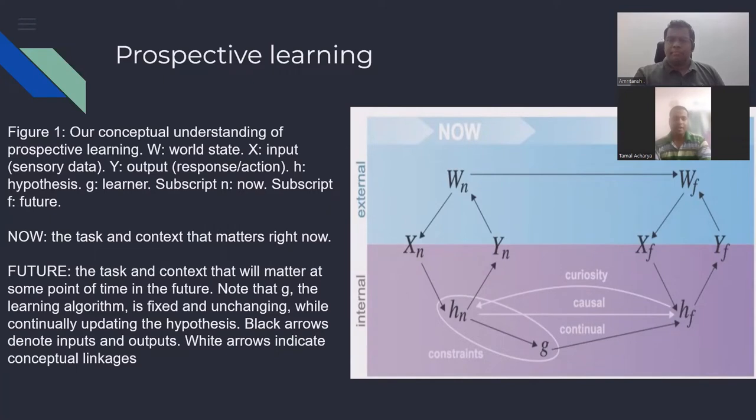As I said, you have a now state, a task that matters to you right now, and then you have a future state. The future is defined as the task and context that will matter at some point in time in the future. Say you are in 12th and you want to learn physics. I want to become a physicist, explore stuff, invent things. That is the future state, and that is the present state that you're currently in. Now you'll have all this journey ahead, and all these things will matter. So based on that, you'll go from point A to point B. Now if you move on.